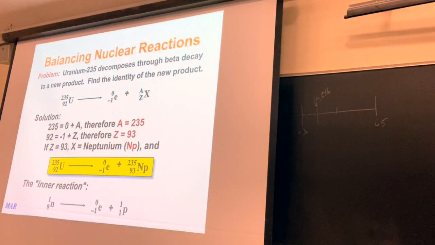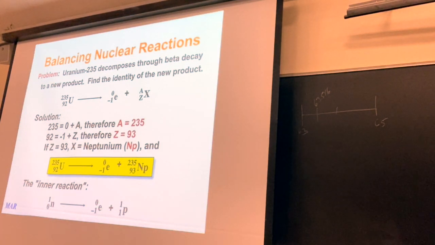In the deep part of this uranium, what's happening is one of the neutrons is breaking down into a beta particle and a proton. This is why the beta particles get this 0, -1 electron symbol. -1 plus 1 gives you 0. 1 plus 0 gives you 1.